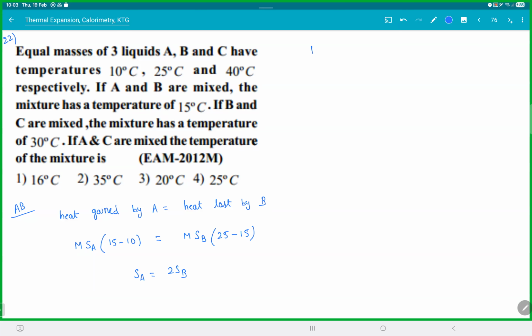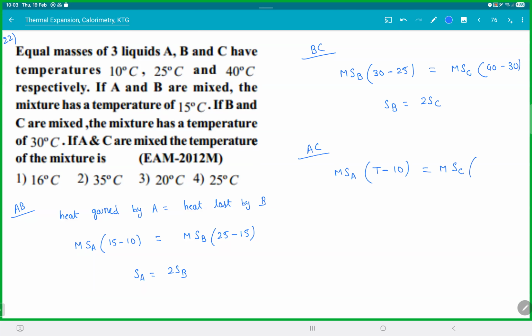So that is for AB. Now when you do for B and C, same story. The heat gained by B, M into SB into your final temperature is 30. So you gained heat from 25 to 30, whereas C lost heat from 40 to 30, sorry. There. So we get SB is equal to 2SC. Great. Now when you do the same thing for A and C, M into SA. Now I don't know the final temperature. Let it be T. A's temperature is 10.